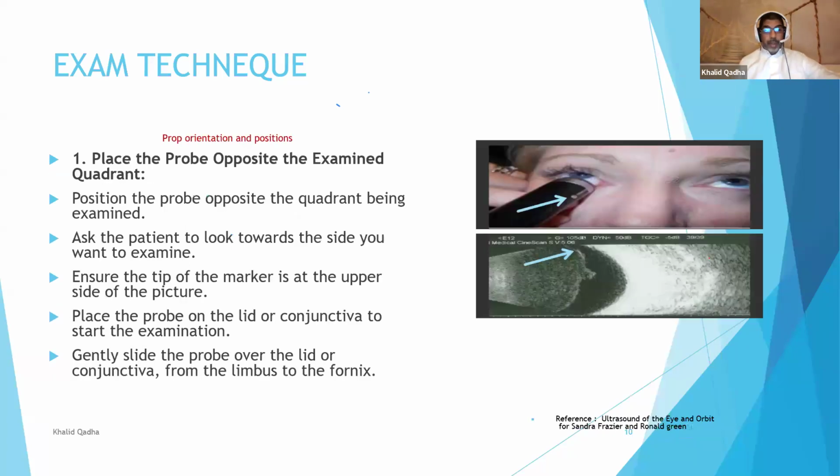Place the probe in the lid. Gently slide the probe over the lid, through the conjunctiva or on the lid itself, as I said earlier, from the limbus area up to the fornix, and that's allowing us to screen from posterior up to the anterior part. I always love to start by looking for landmarks, which is usually the optic nerve. We start from the optic nerve, then we know that we are in the posterior part, then start to slide or rotate the probe from the equator up to the anterior.